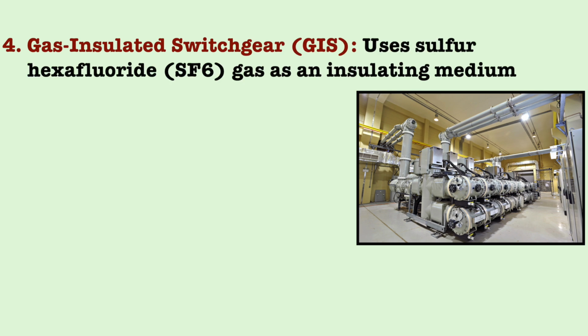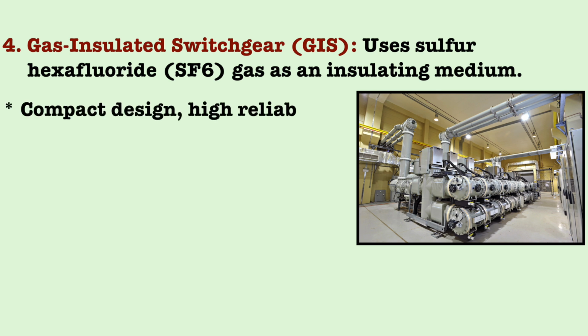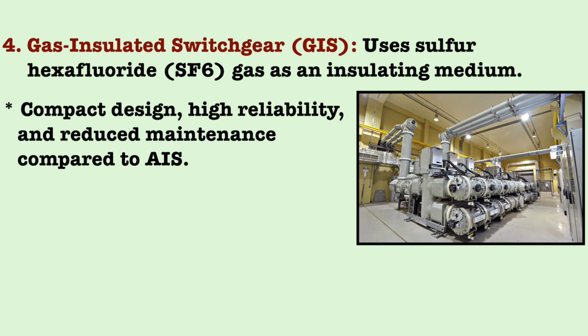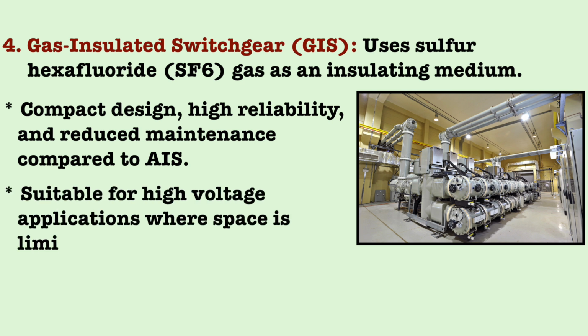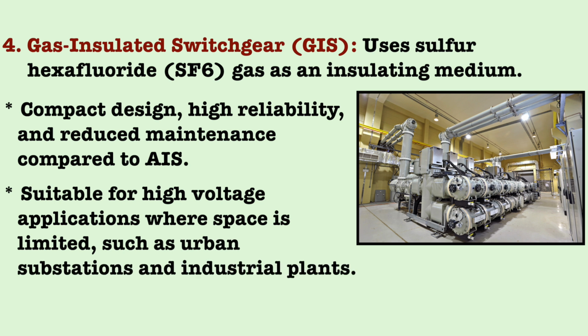Next, type of switchgear can be classified as gas insulated switchgear, or generally it is called SF6 switchgear. Gas insulated switchgear uses sulfur hexafluoride, that is SF6 gas, as an insulating medium. It has a compact design, high reliability and reduced maintenance compared to AIS. It is suitable for high voltage applications where space is limited, such as urban substations and industrial plants.